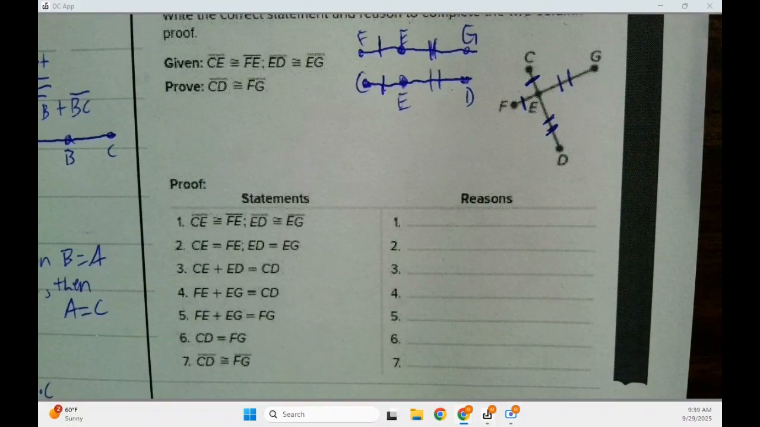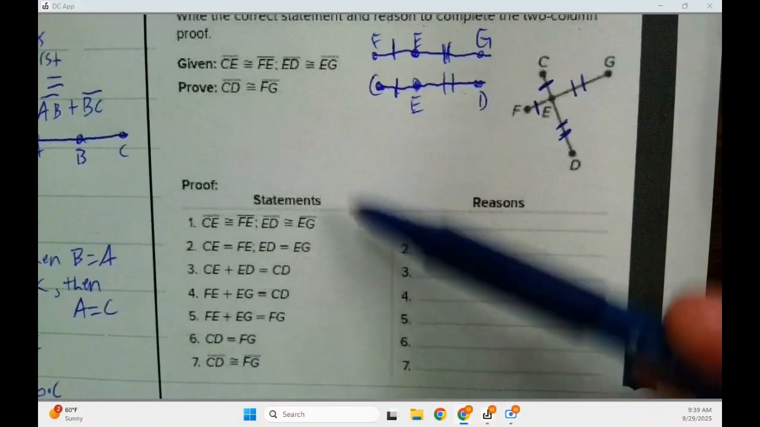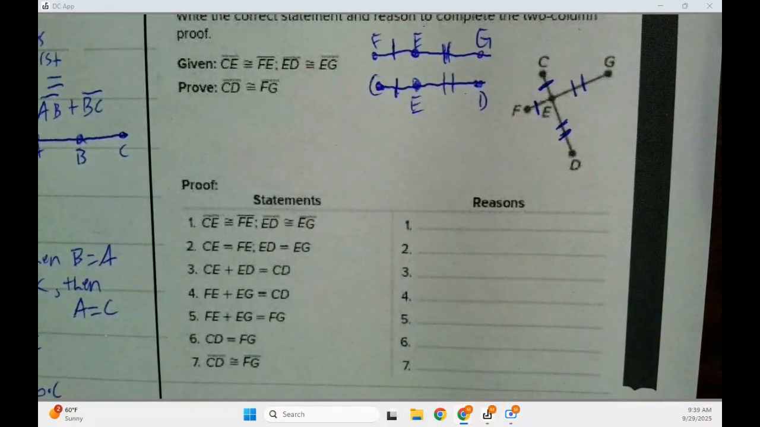So, first reason why, well, it says the same information as what we started with. Why is that? What reason could we give for that? You can look at your bank of reasons on the left if you need to look. What reason could we give for that? Yeah, what are you thinking?